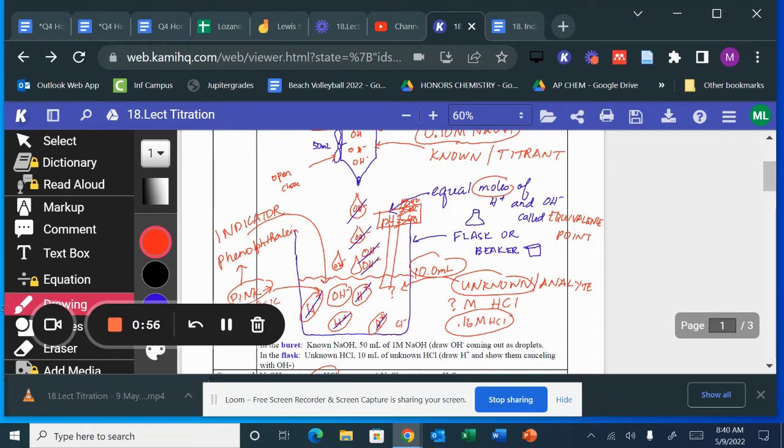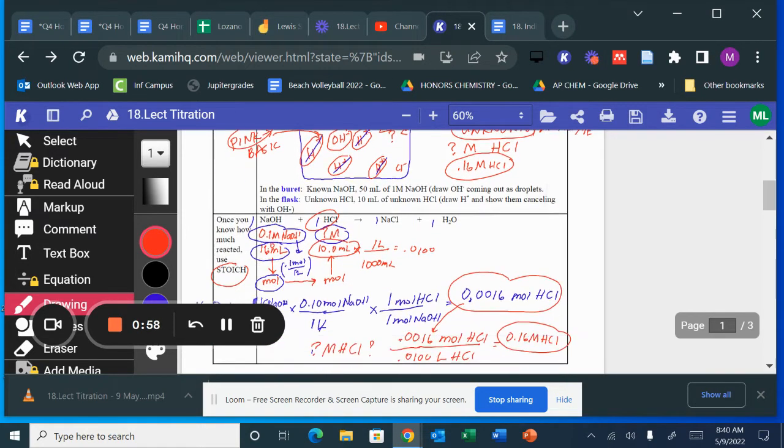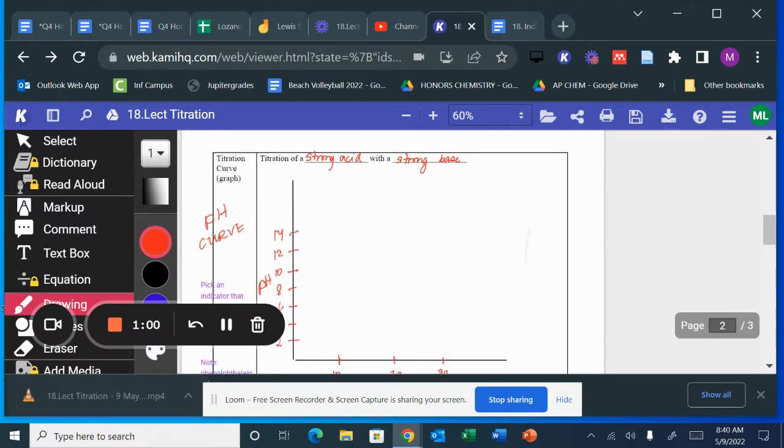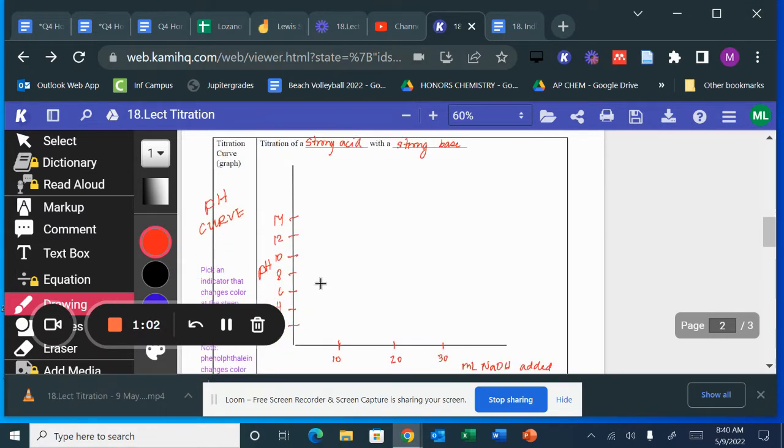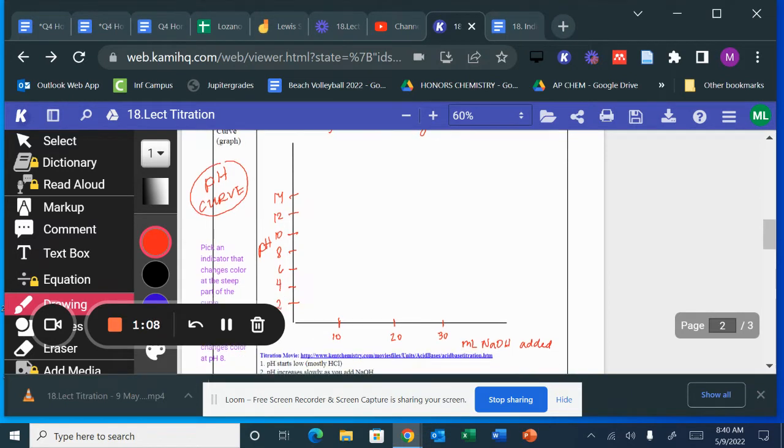When we track the pH of this solution, we can put it into a graph. Okay, it looks like this. This would be called a pH curve. So on the x-axis, we're going to plot the pH. On the y-axis, we're going to plot the amount of NaOH that you add.